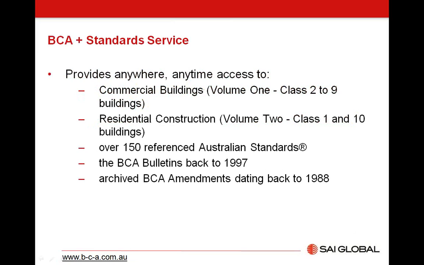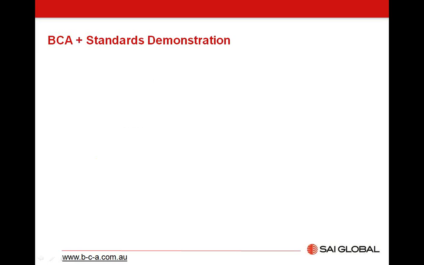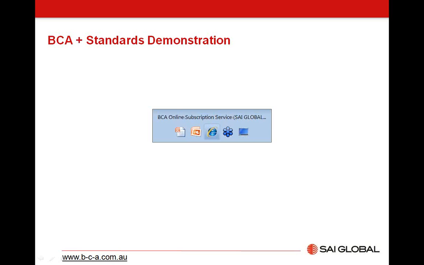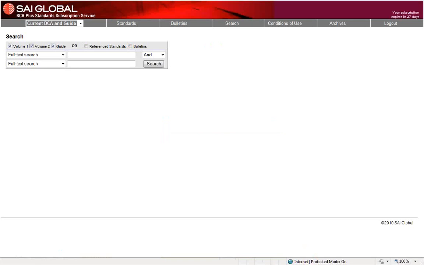So what is the BCA plus Standards service? It is essentially an anywhere, anytime access portal to both volumes 1 and 2 of the Building Code, all 150 referenced Australian standards, BCA bulletins going back to 1997, and BCA amendments going back to 1988. And the easiest way, I think, for us all to understand what this actually means is to see a live demonstration. So we'll do that now.